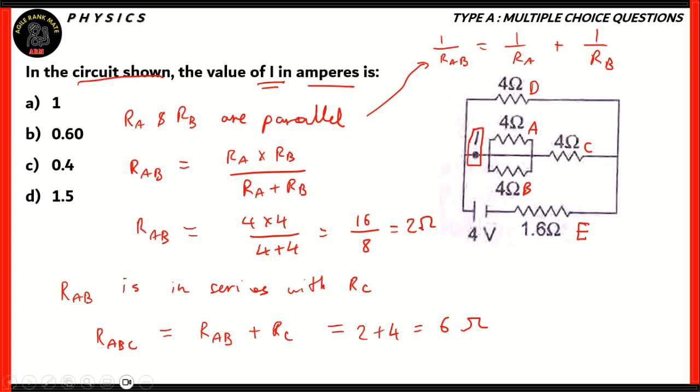So far, so good. So now we know that across this particular section of wire, the resistance in total adds up to 6 ohms. Now we have another resistor in parallel that's connected between these 2 points. So we have another example of a parallel resistor. So RABC is in parallel with RD.